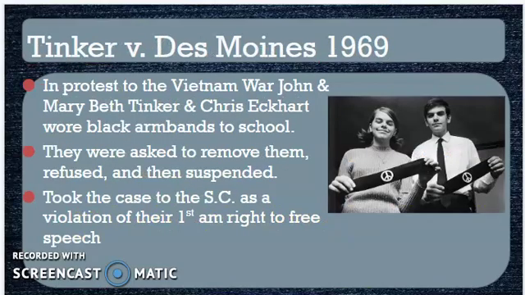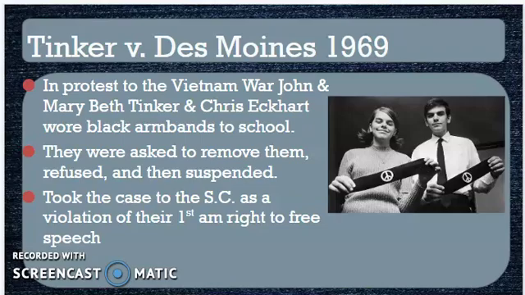Next, we have Tinker versus Des Moines. This is Des Moines City Schools. So this was during the Vietnam War. Mary Beth Tinker and Chris Eckhart wore black armbands that you see there. They were protesting the war. They didn't say anything. They didn't do anything. They simply wore the armbands with the peace sign. They were asked to remove their armbands, and they refused. Because they refused, they were suspended. They took it to court saying that this violated their First Amendment right to freedom of speech.